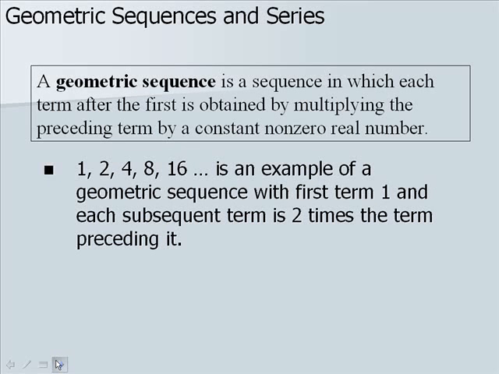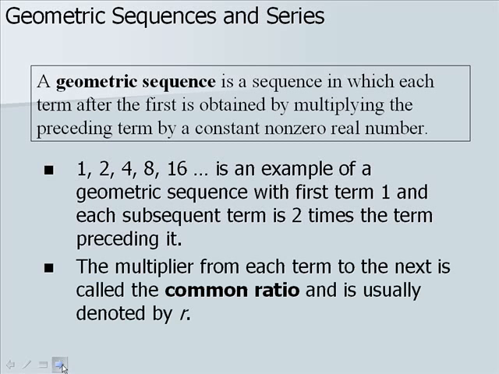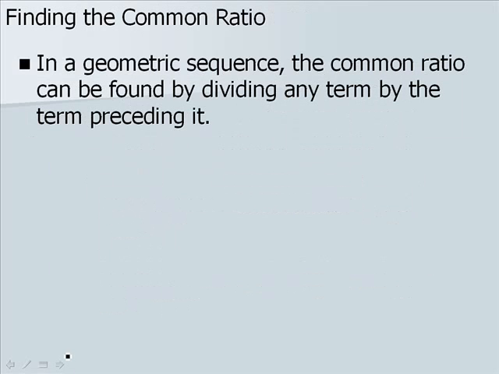1, 2, 4, 8, 16, and so on is an example of a geometric sequence with first term 1, and each subsequent term is 2 times the term preceding it. The multiplier from each term to the next is called the common ratio and is usually denoted by r. In a geometric sequence, the common ratio can be found by dividing any term by the term preceding it.